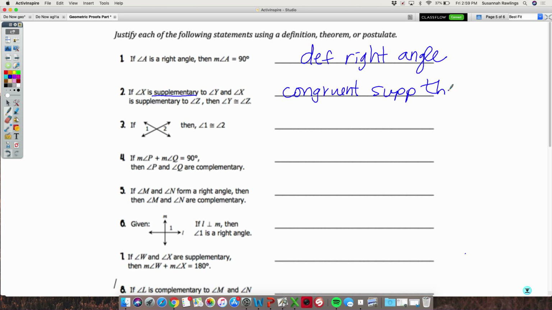Number 3, what type of angles are pictured there? Vertical angles. Very good. That is the vertical angle theorem, because vertical angles are congruent.